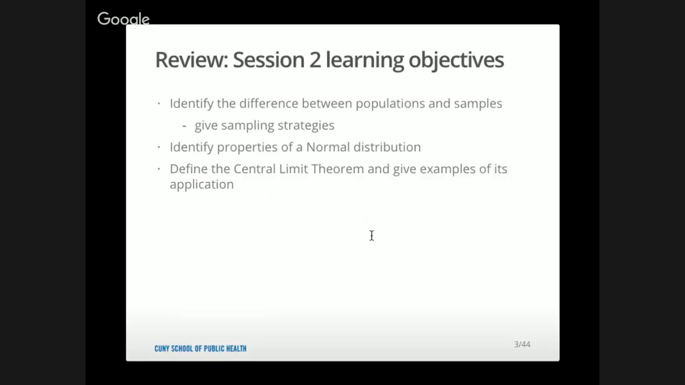So just to review what hopefully you've learned from last week, a big one was identifying the difference between populations and samples, as well as the difference between population distributions and sampling distributions. You should be able to give several sampling strategies that can be used, identify properties of the normal distribution, which will come up again today, and also define the central limit theorem and its 3 parts and give some examples of its application.